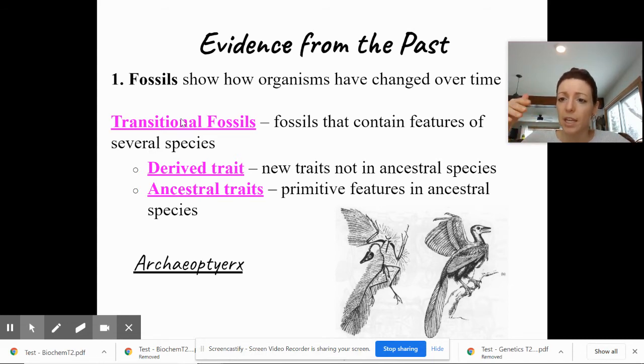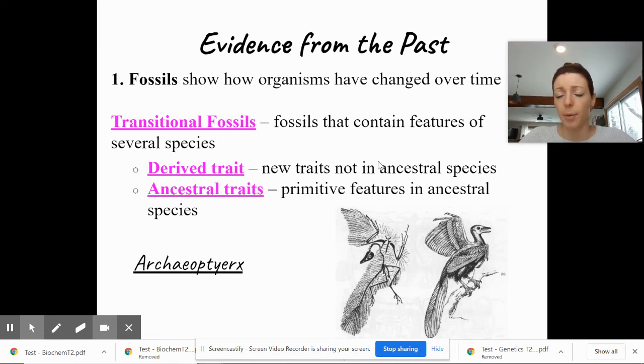But they also have phalanges in their fins, meaning like the finger bones. There's no reason they need those with a fin, right? So those would be transitional things that we would find in fossils. Derived traits, so derived and ancestral traits are types of transitional fossils. Derived would be new traits that are not in the ancestral species.